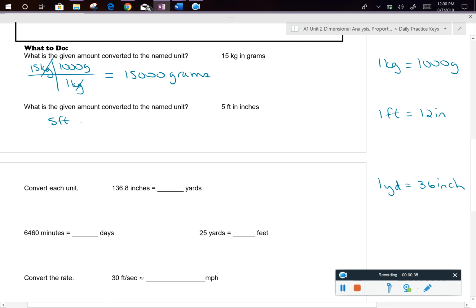5 feet going to inches. We know in 1 foot we have 12 inches, and that's all we need for a conversion. So that's 60 inches in 5 feet.